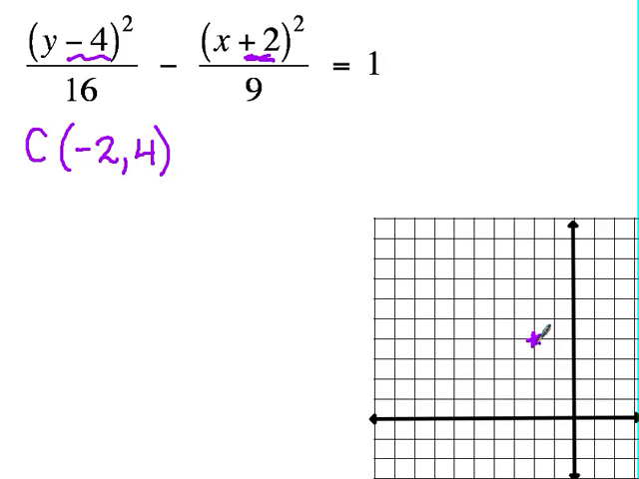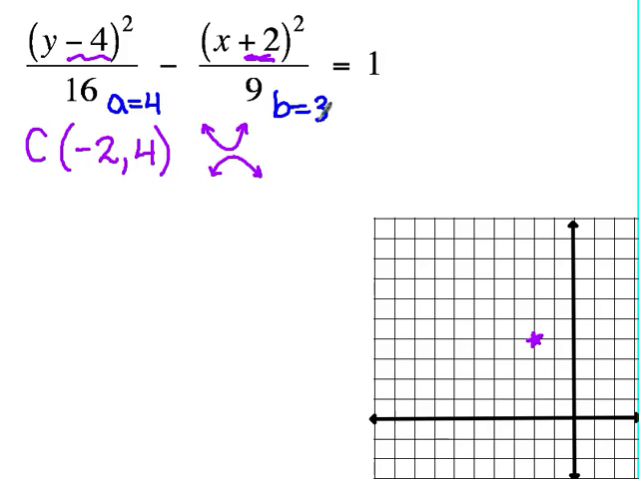Which direction will it open, up and down or left and right? Up and down, because y is first. All right, so now what is A? 4. What is B? 3. Remember, A is always first, B is always second. It's not which one is bigger.